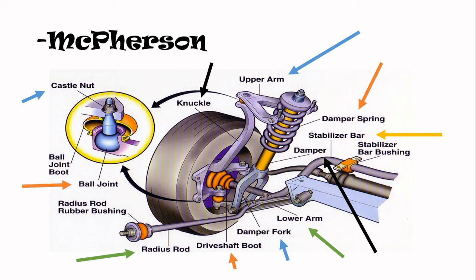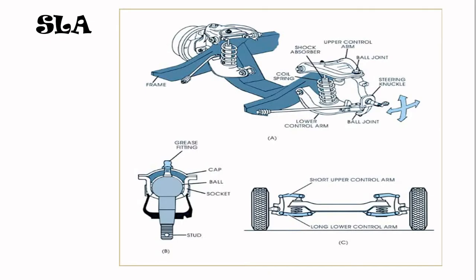The ball joint is the part that connects the control arms to the steering knuckles. So it's an essential part of the suspension. Now we're going to talk about the SLA system. First, I'm going to name all the components of the SLA system.